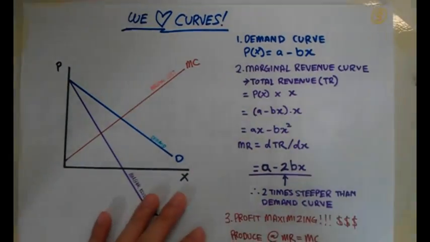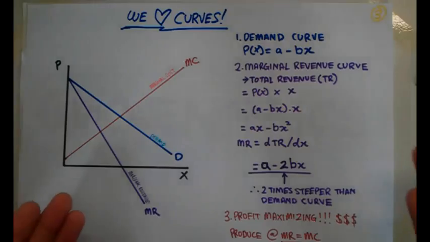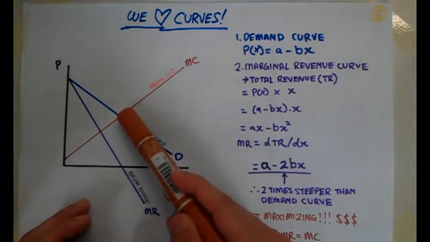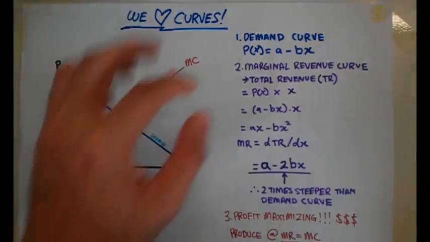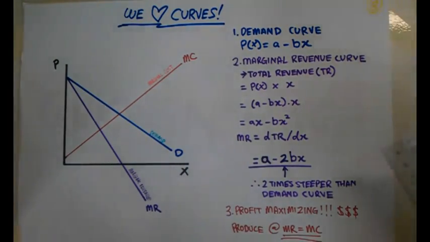And how do we know that? Because it produces at MR equals MC. So where is MR equals MC? Let me see. Is it here? No, is it here? Yes, it's here. Let me show you how we're going to determine the quantity produced.